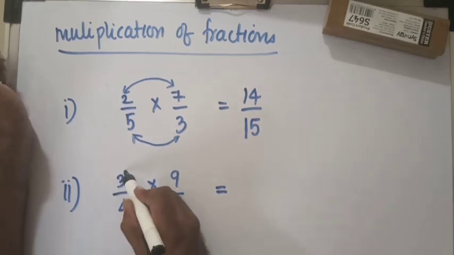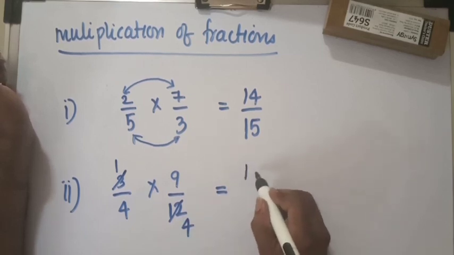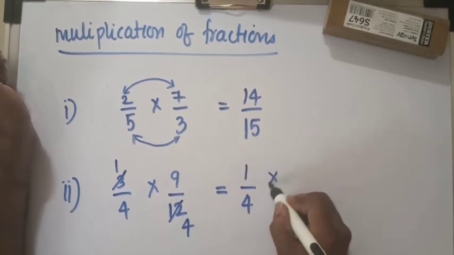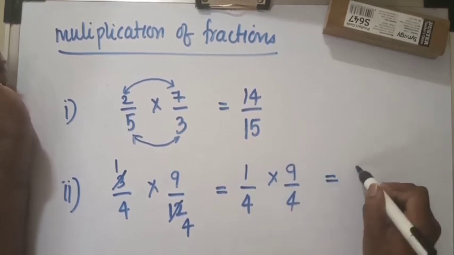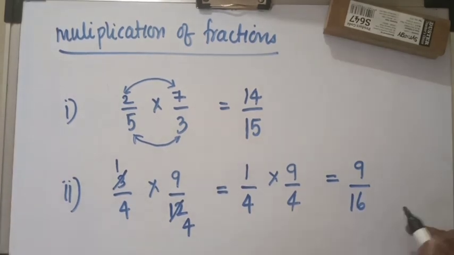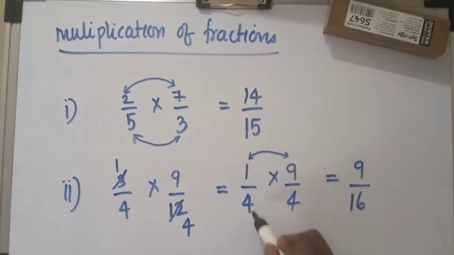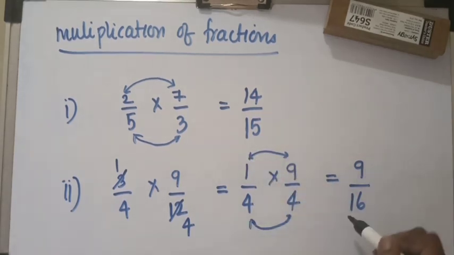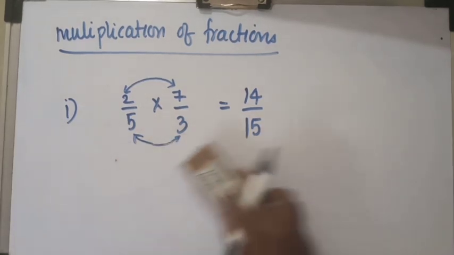Okay, so this is 3 1s are 3, 3 4s are 12. Okay, so what I have is 1 upon 4 into 9 upon 4. You cannot cancel it this way, so this becomes 9 1s are 9, 4 4s are 16. So 9 upon 16 is the, I multiplied the numerator and I multiplied the denominator. 9 upon 16 is the multiplication of these two fractions.